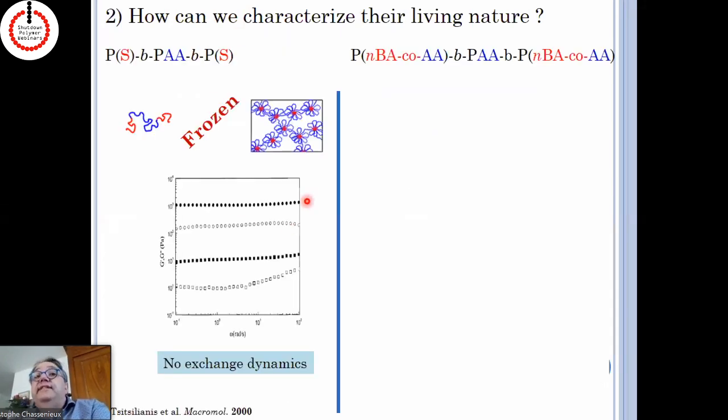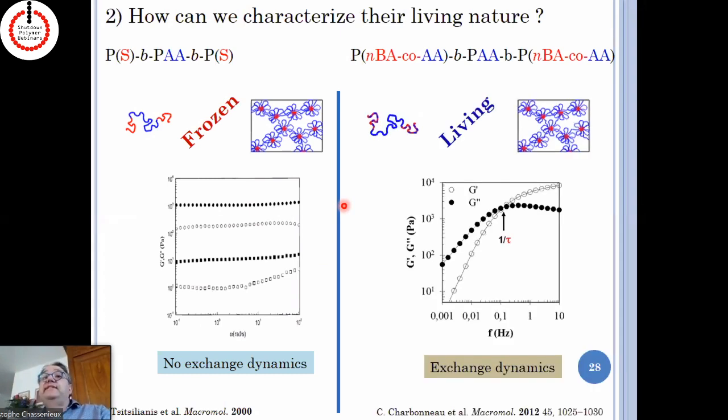For a frozen system, you can see that if you measure G prime, in filled symbols, as a function of the frequency, you have a plateau, which means that you have no relaxation time, which means that you have no exchange dynamics. But with our system, where we have on purpose added some hydrophilic subunits inside the hydrophobic block, we measure a relaxation time, and this relaxation time is related to the lifetime of a hydrophobic block within the network.